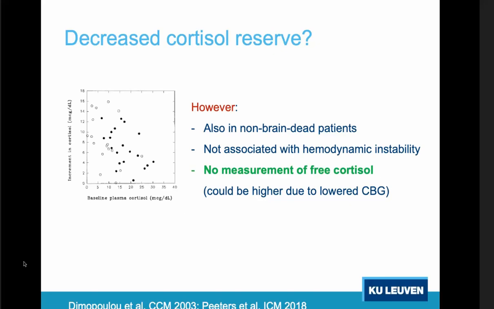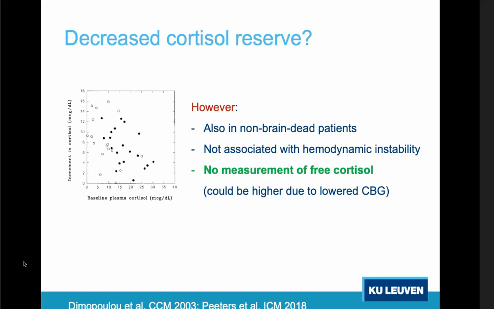However, there are some problems with this interpretation. It is so that this decreased cortisol reserve was also noted in some non-brain-dead patients. It was not associated with hemodynamic instability. And finally, and maybe most importantly, these authors did only measure total cortisol and did not measure free cortisol.